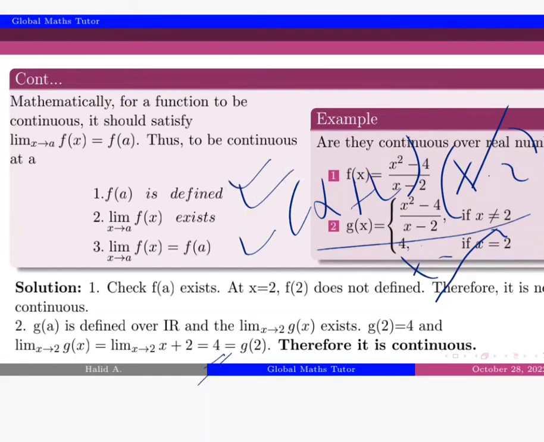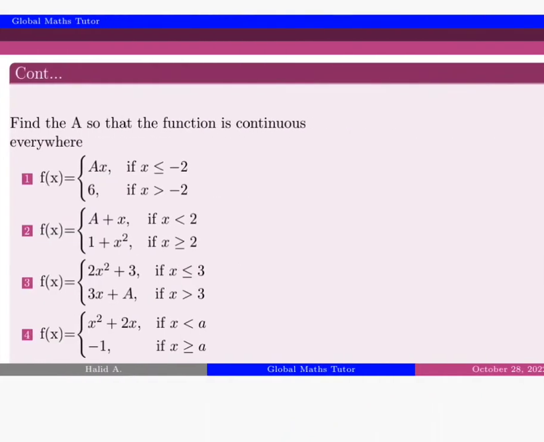Therefore, since all conditions are fulfilled, the function g of x is continuous. That's why when we have a hole, it is a type of discontinuity which can be removed. We call it removable discontinuity, because we can remove that discontinuity by making the function defined at that discontinued point. Okay, let's do some exercises.